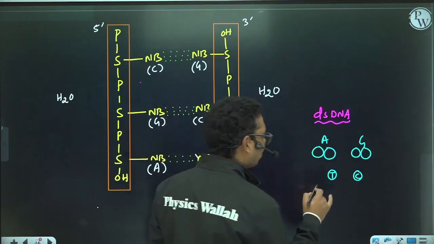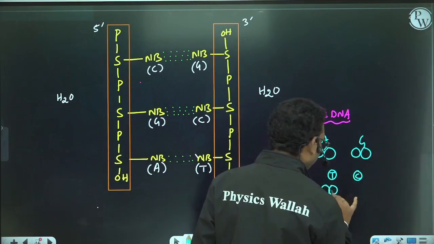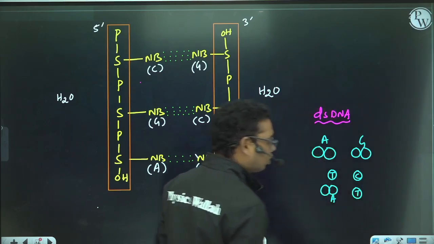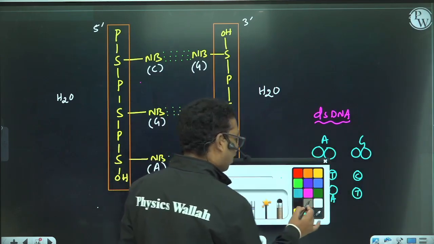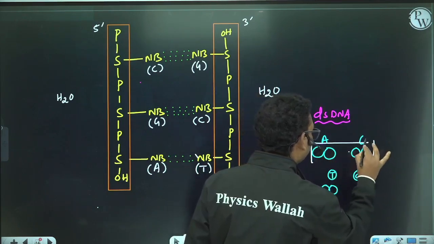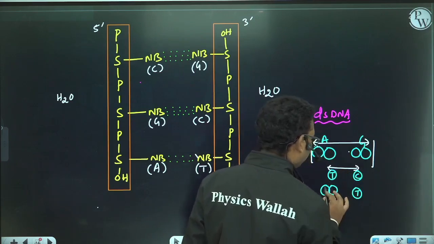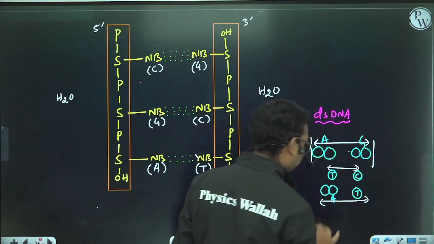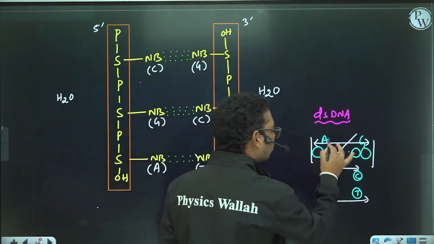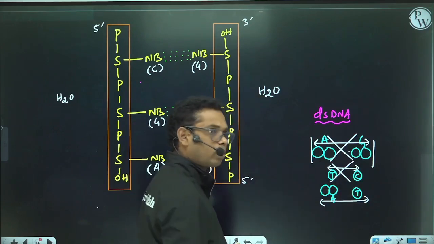And suppose in this case one purine is pairing with a pyrimidine, this is A and this is T. So you can clearly see that at this point the width is this much, at this point the width of DNA is this much, and at this point the width is a little more. And this type of pairing never takes place. Only this type of pairing will take place.